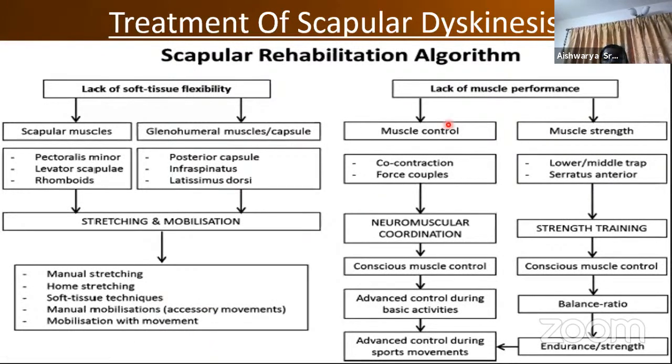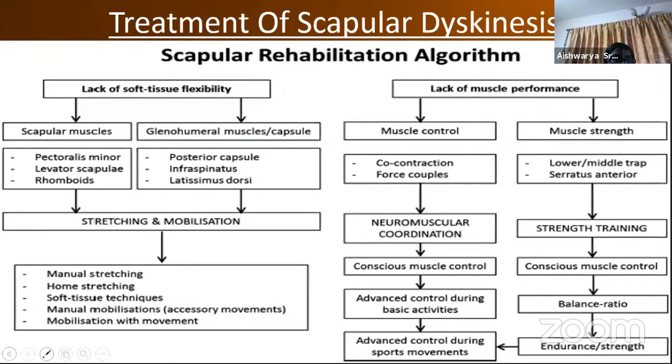Now coming to the muscle related pathology. If the muscle performance is reduced, there are two components: muscle control that helps in stability, and muscle strength that helps to hold the scapula in place. So when both of them are disrupted, the stability and the mobility are affected. So to get it back, you have to work on the proprioceptive facilitation of the individual. You have to work on balance. You have to work on coordination, strength, and endurance.